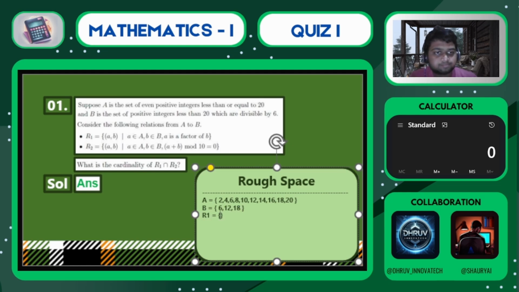Then R1: a set such that A is a factor of B. So from what we can see, the possible cases are: 2 will be a factor of all the possible elements in this, so (2, 2) and so on. Then 6 will be a factor of all possible ones. 4 can be a factor; 4 is also a factor of 12, so we can write it also. Then (6, 6), then (6, 12), (6, 18).